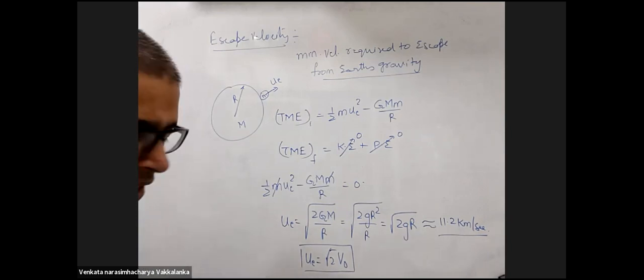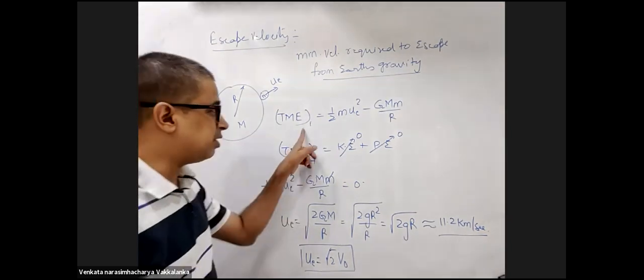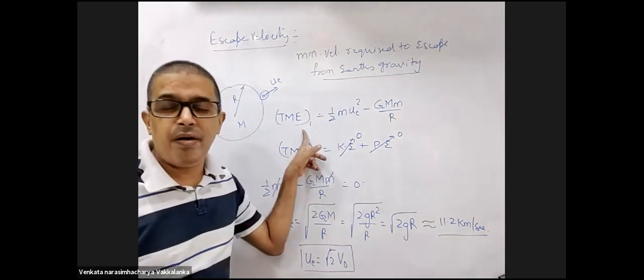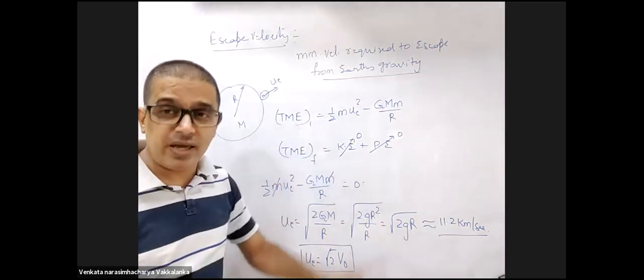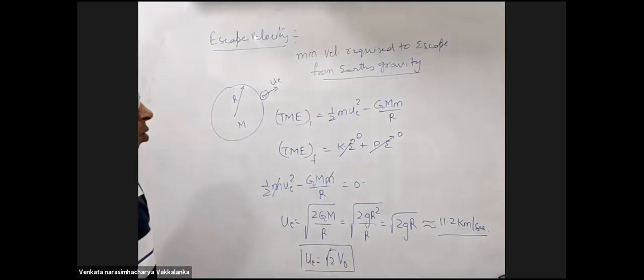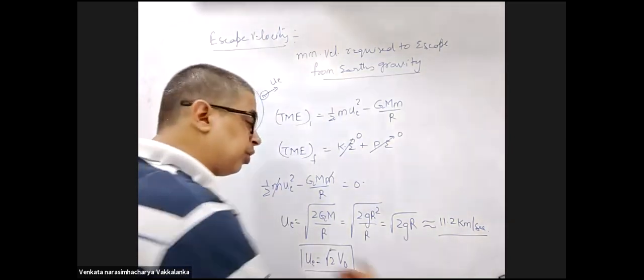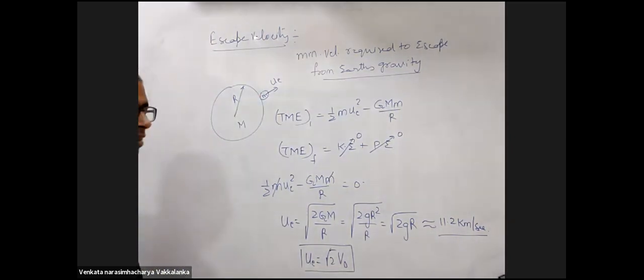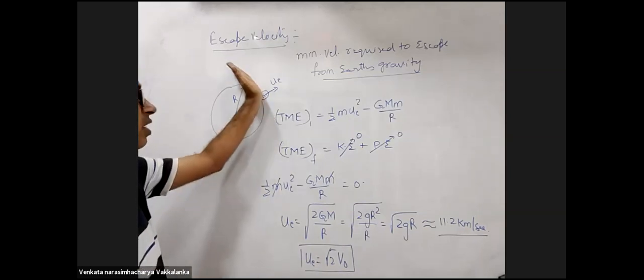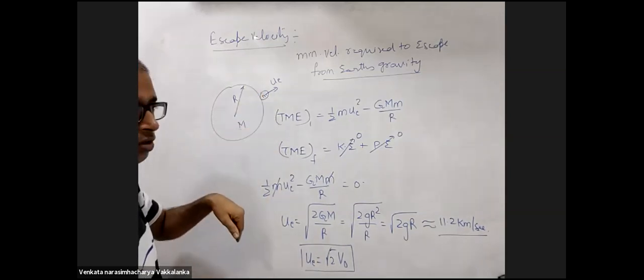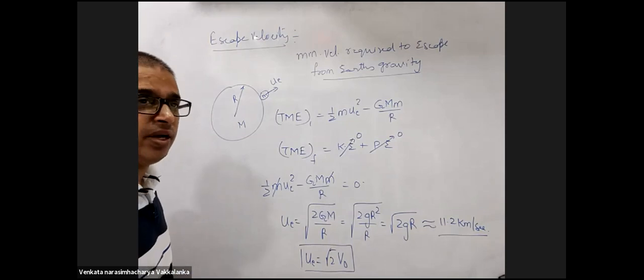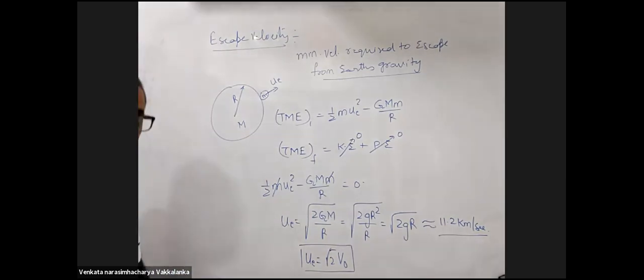Somebody is asking, does it depend on the direction? Energy doesn't have a direction. Energy is a scalar. Only thing, if you take Earth's rotation into consideration, then the velocity you give in the direction of Earth's rotation, and opposite to the direction of Earth's rotation, will be different. Because you should add both of them.